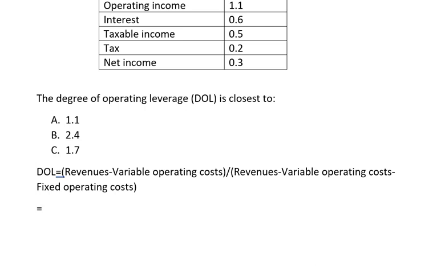And we put in the numbers and get 9.8 minus 7.2 divided by 9.8 minus 7.2 minus 1.5, and we get 2.36. So the degree of operating leverage is 2.36. The answer is B.